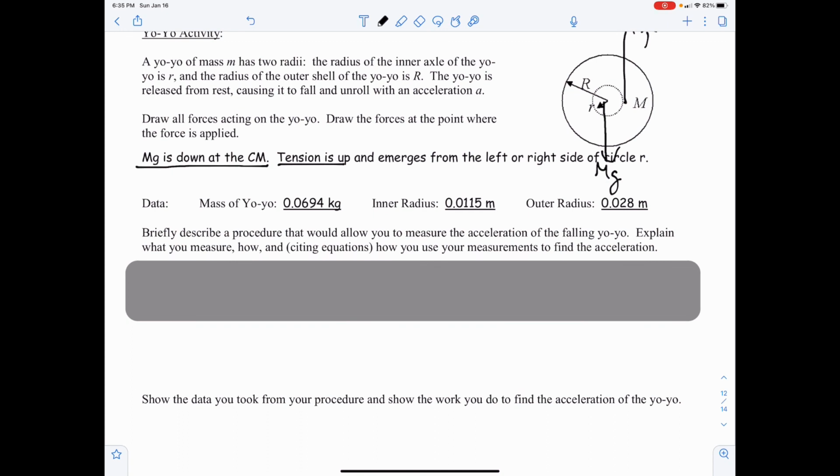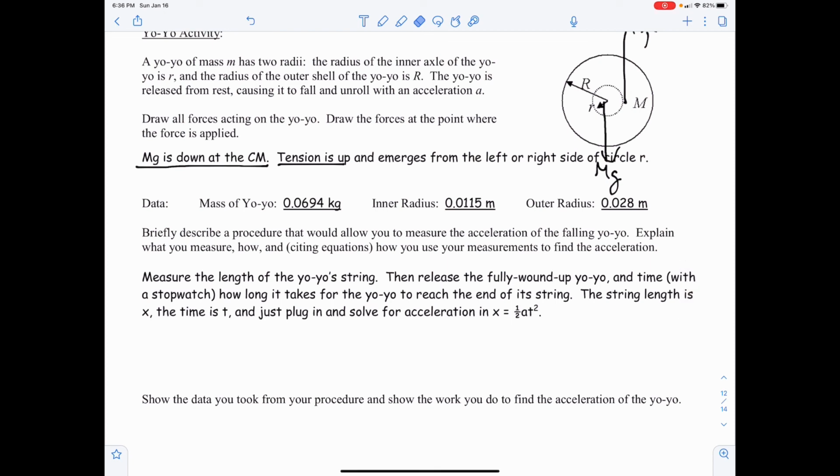Briefly describe a procedure that would allow you to measure the acceleration of the yo-yo. Explain what you did, how you measured, citing equations, and how you would use your measurements to find the acceleration. We will do this activity similarly, except instead of using a yo-yo, we're going to be using a roll of toilet paper, but it's a very, very similar idea.